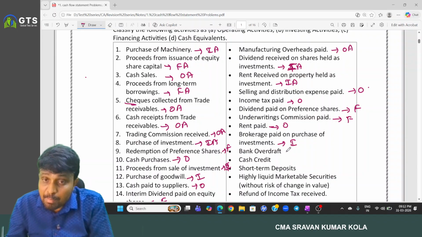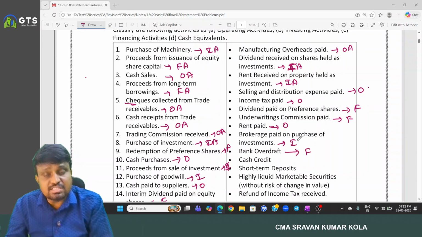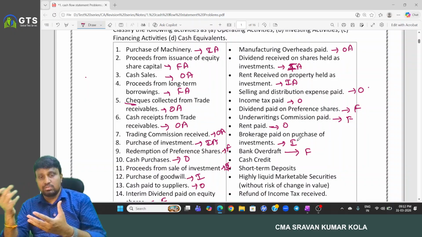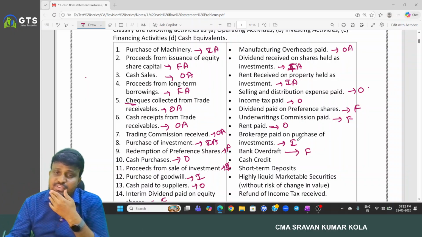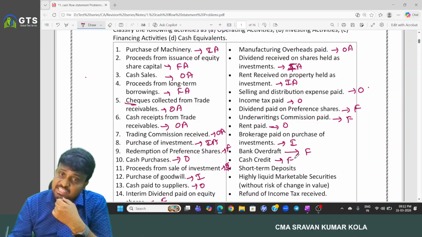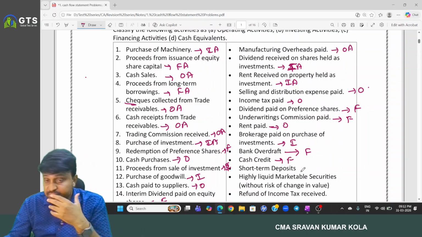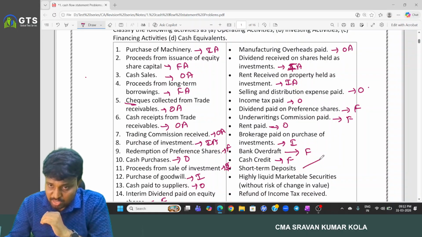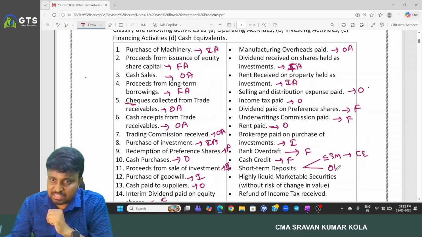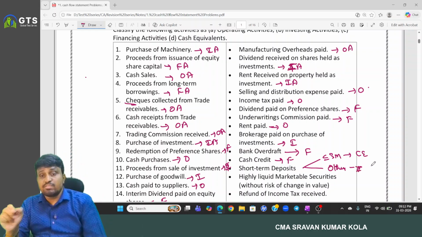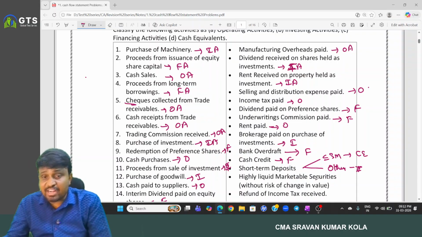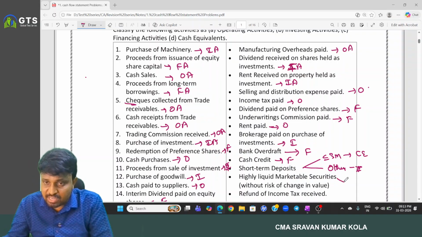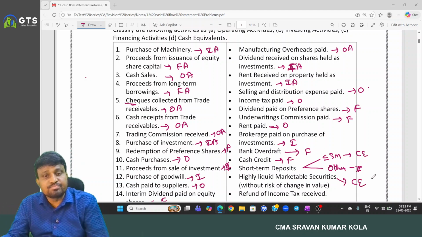Investing activity. Bank overdraft is like taking a loan, so that's why it is covered under financing activity. Cash credit is also a financing activity. Short-term deposits: if the maturity period is less than 3 months, it is a cash equivalent. Others, investing activity. Highly liquid marketable security without risk of change in value is a cash equivalent item.